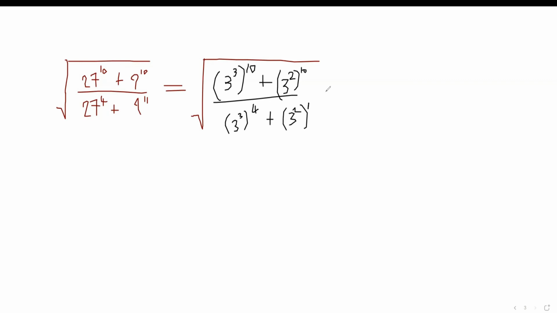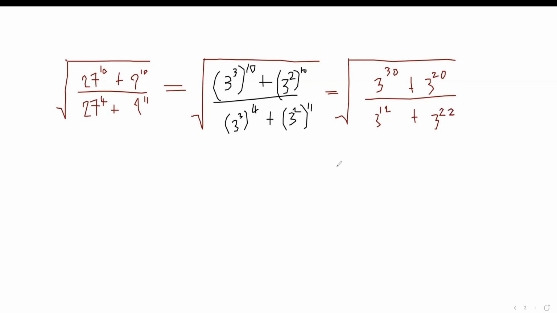So this works out now to be the square root of, you see that part now, Marika? 3 cubed to the 10th is just 3 to the 30, plus 3 squared to the 10 is just 3 to the 20, right? Over, this is now 3 to the 12, and 3 to the 22.